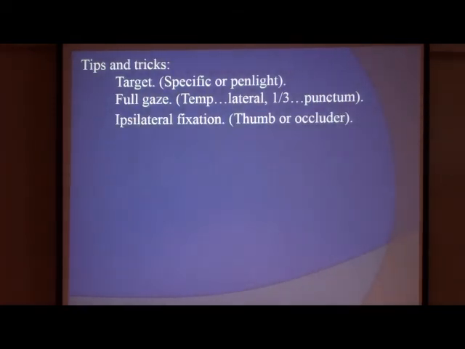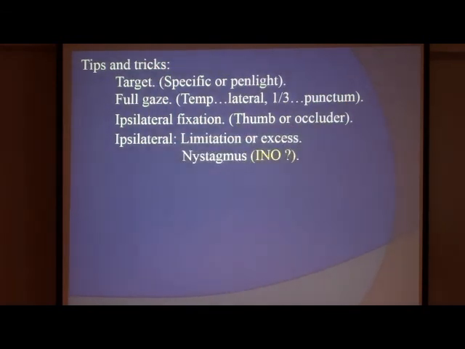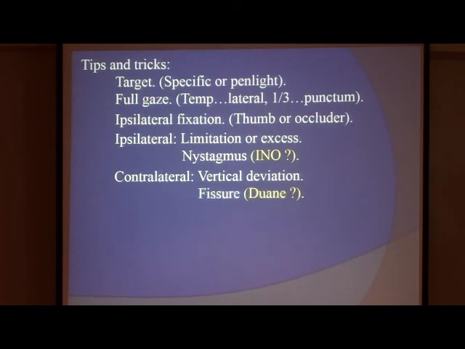Again, insist on ipsilateral fixation. It's very important, by putting the thumb or the occluder on the root of the nose. This is a trick that makes sure any deviation will be revealed in the side gaze. On the ipsilateral eye of assessment, you can notice any limitation or excess. Like here, you can notice there is a limited abduction of the right eye, and also of the left eye. And if there is any associated nystagmus, like in case 5. And in the contralateral eye, have an idea about the vertical deviation, the up or down shoot, or the fissure, if there is a twinge or something.